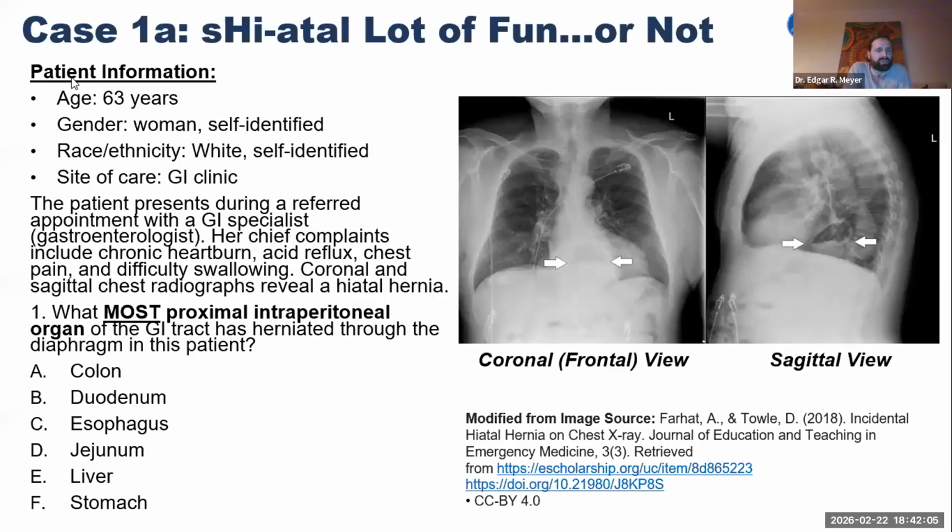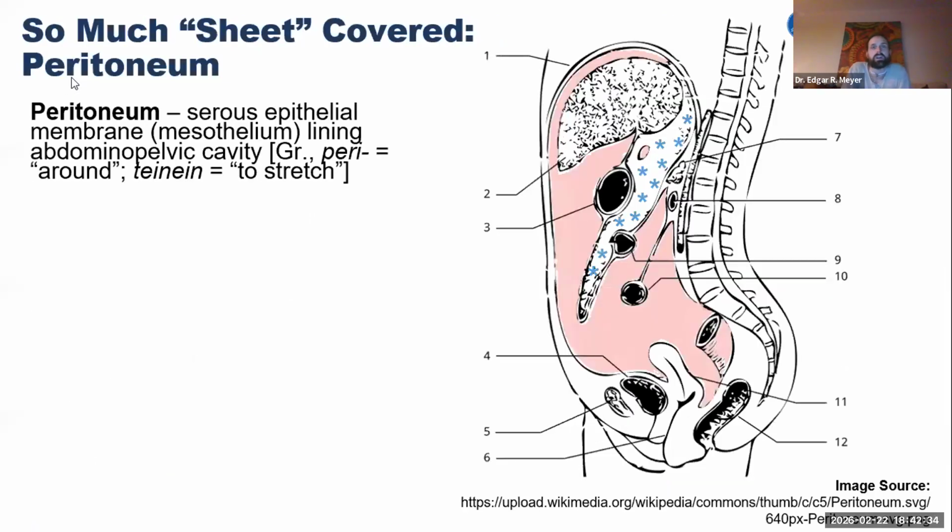Okay, so we had a split between D, E, and F. So if we think of our most proximal structure, intraperitoneal, that is a part of our actual GI tract, the correct answer should be stomach. And so this will lead us into a discussion of what we mean by intraperitoneal versus retroperitoneal. To start that discussion, we'll need to start with defining what the peritoneum actually is.